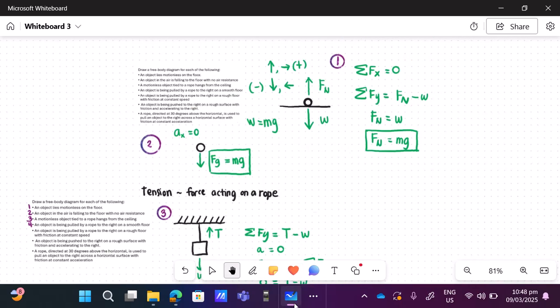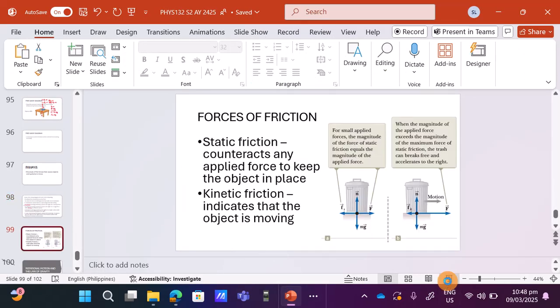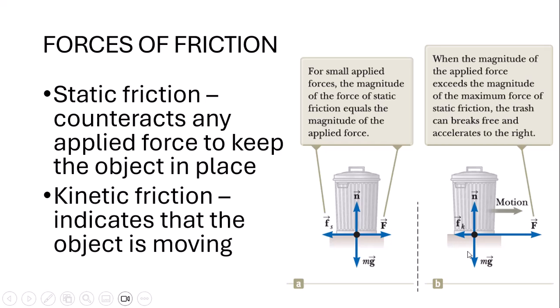Okay, now let's first define what the forces of friction are. There are two types when we speak of forces of friction. One is static friction, which is basically the force of friction that counteracts any applied force to keep the object in place. On the other hand, kinetic friction simply indicates that the object is moving.